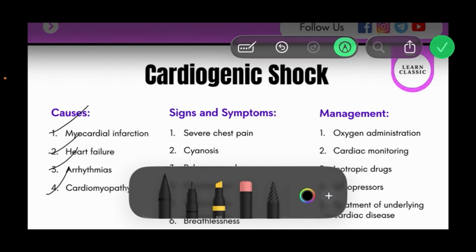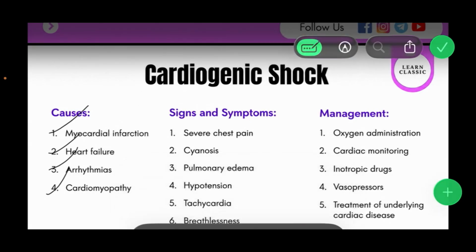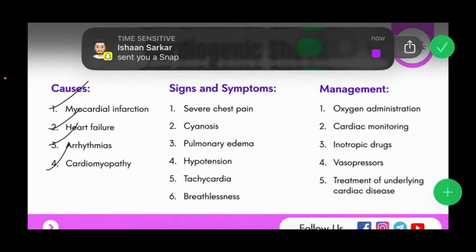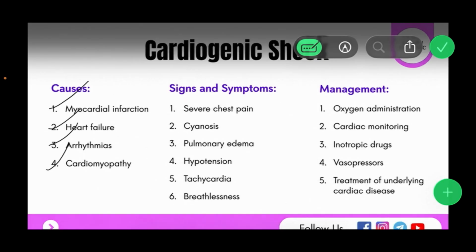Now coming to the signs and symptoms. What are the signs and symptoms? That is severe chest pain, cyanosis, pulmonary edema, hypotension, tachycardia, and breathlessness. So these are the signs and symptoms of cardiogenic shock. In cardiogenic shock, the main management is to give oxygen, medication to improve heart function, monitor ECG, and provide emergency cardiac care.